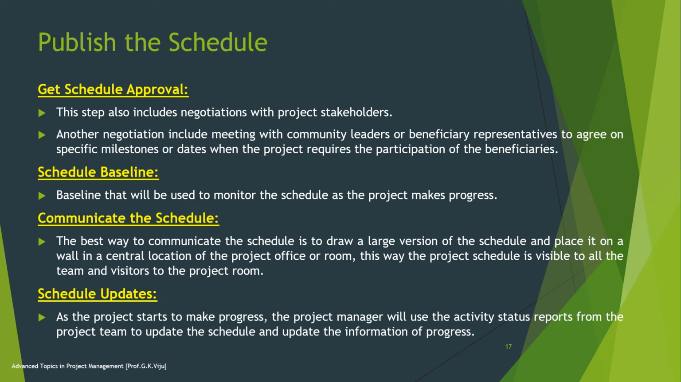Then comes publishing the schedule and getting the schedule approval. In this step, there is negotiation with the project stakeholders. This means meeting with the stakeholders, leaders, or beneficiary representatives to agree on the specific milestones or dates when the project requires the participation of the beneficiaries. Schedule baselines: the baselines will generally be used to monitor the schedule as the project makes progress, whether it is going on time.